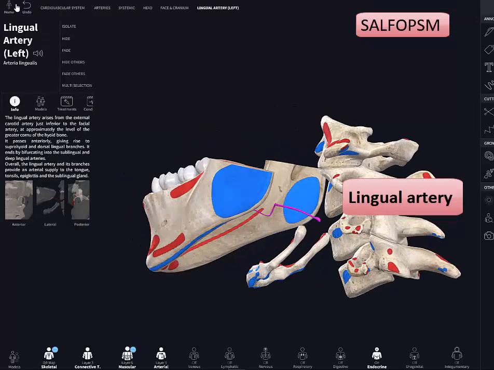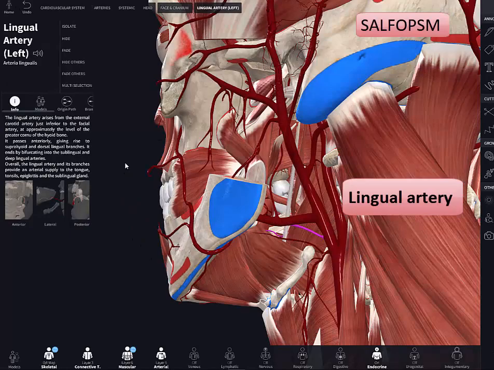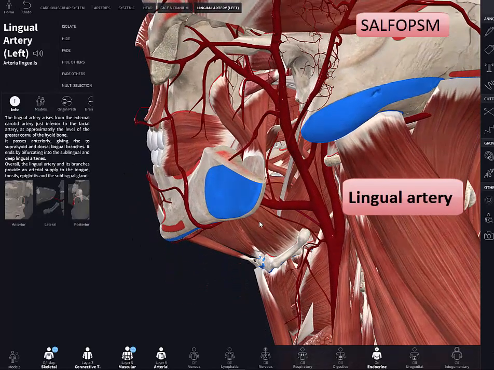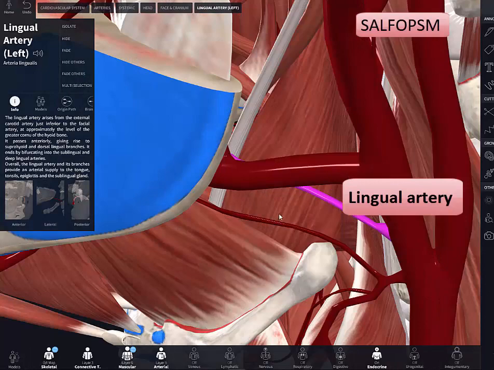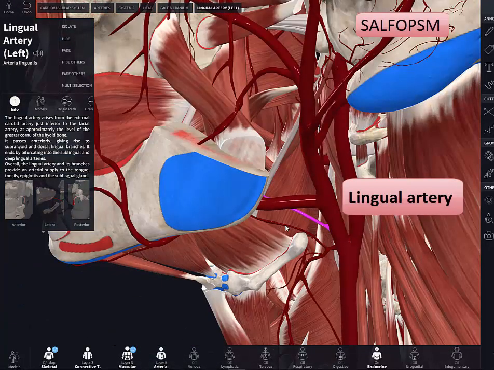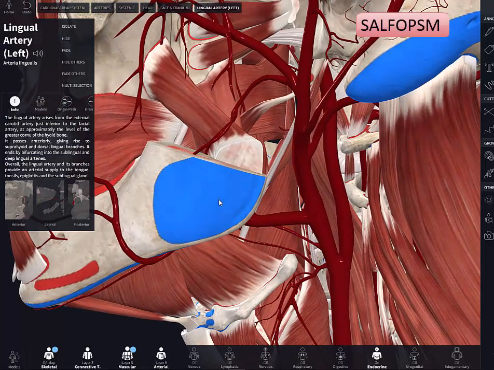And so as it originates off of the ECA, just inferior to the facial artery, which is going to be the next one, it'll give rise to several branches, including suprahyoid and dorsal lingual branches, and it'll then end by bifurcating into the sublingual and deep lingual arteries.